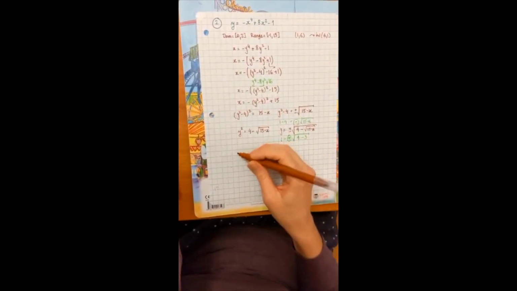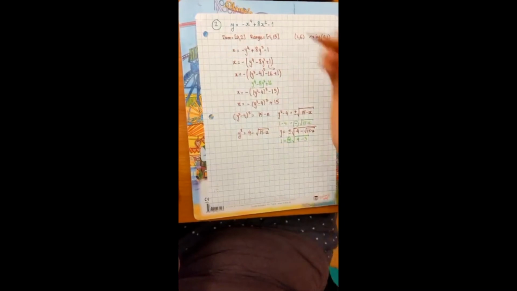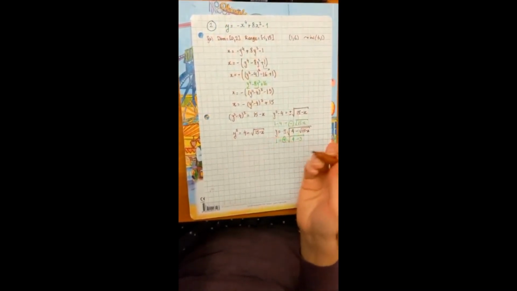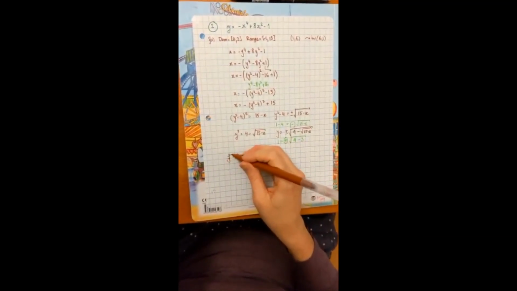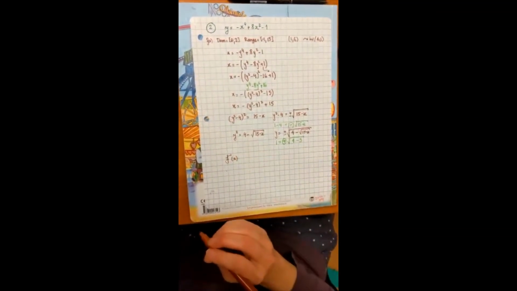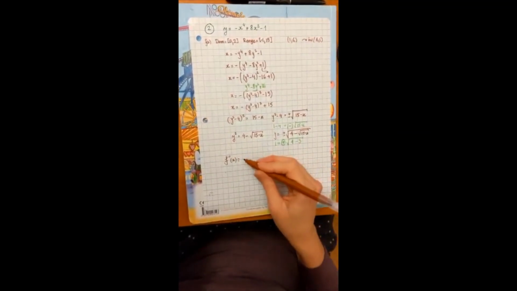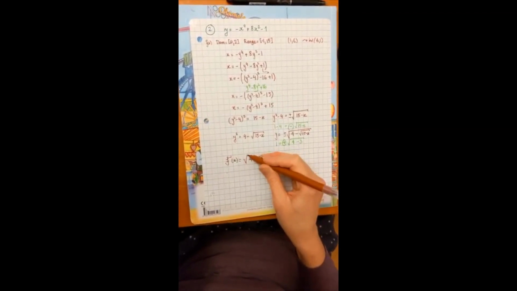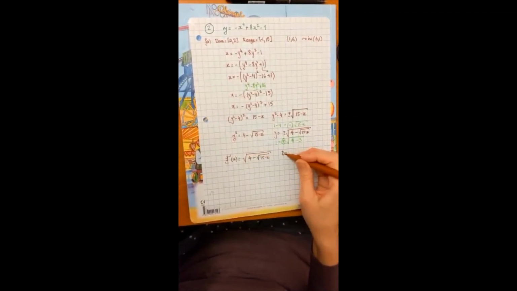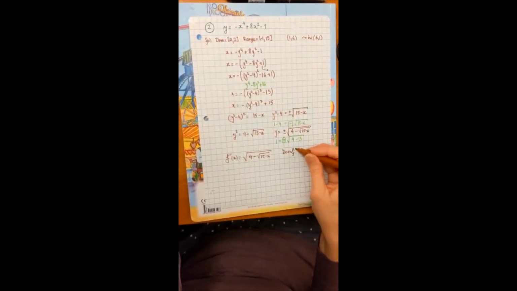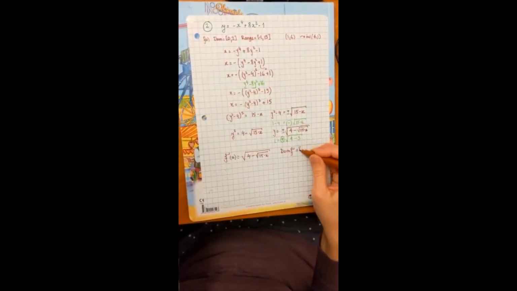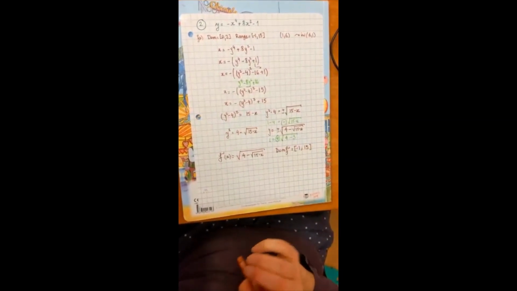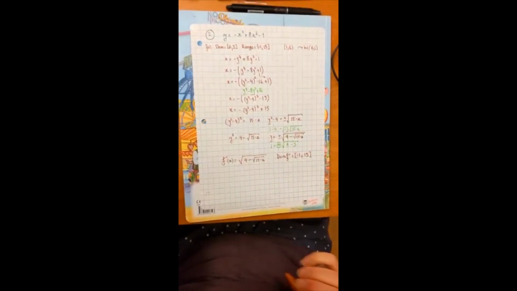So what we are saying is that if I call my function f of x, with the domain I restricted before, the inverse function of f is the square root of 4 minus the square root of 15 minus x. And we always have to give what is the domain of an inverse function. The domain of the inverse function is going to be the range of the original function, so from -1 to 15.